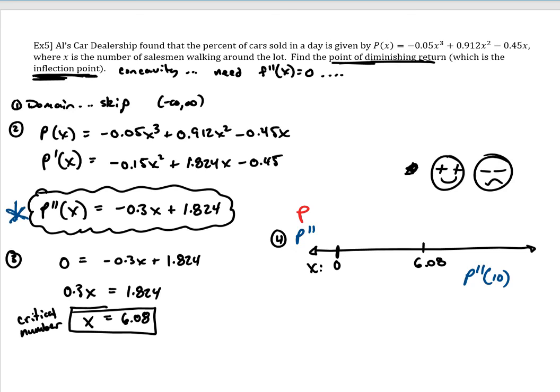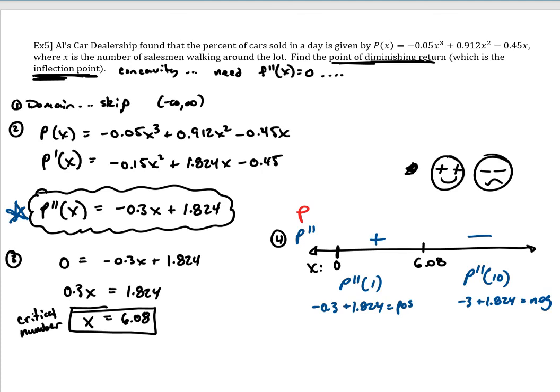Into our function. So I'm going to start now. If I plug that in, this would be negative 3 plus 1.824. Well, that is negative, so this is a negative value. And then if I plug in anything between 0 and 6.08, let's do 1, I would have negative 0.3 plus 1.824, and that is going to stay positive.